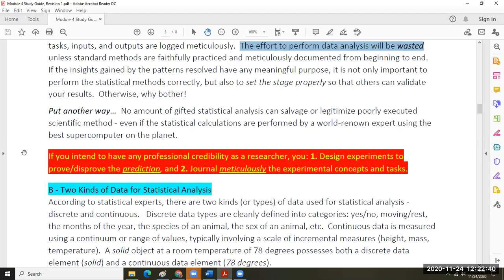If the intent of this first piece of our module, if you want to have any professional credibility as a researcher, you design your experiment to prove or disprove the prediction. And you want to take a little time to journal meticulously all of the experimental concepts and tasks, especially the ones that can be quantified in terms of your prediction, right? What kind of measures are you using?